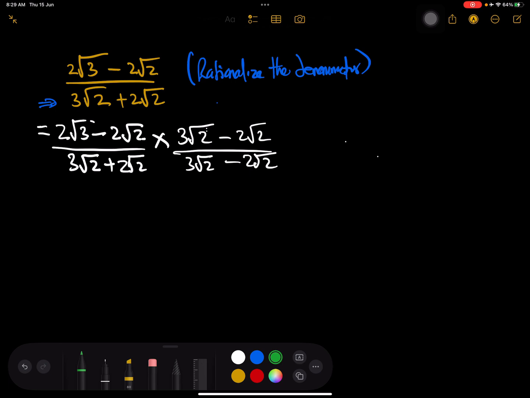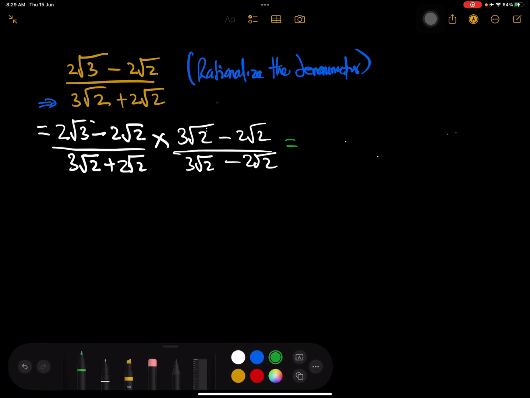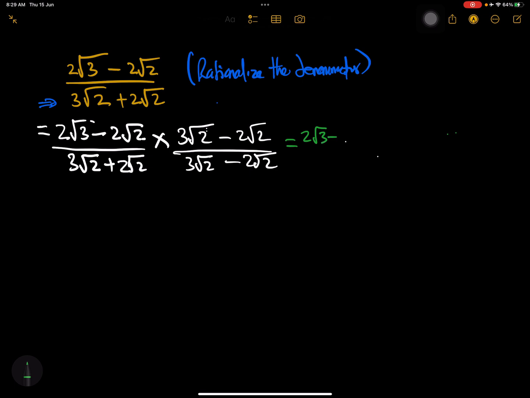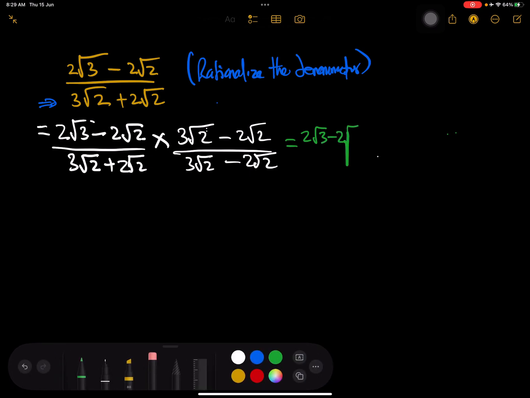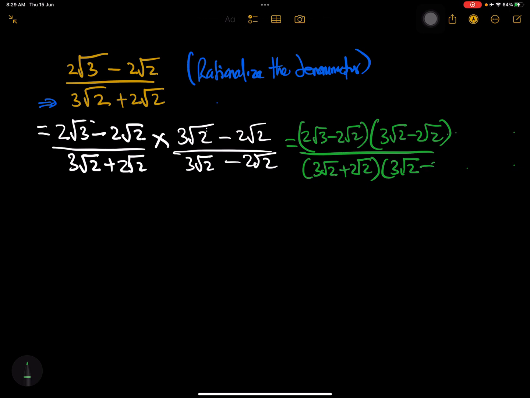Now we're going to start the multiplication. We said that we're going to have this 2 square root of 3 minus 2 square root of 2 multiplied by 3 square root of 2 minus 2 square root of 2, divided by 3 square root of 2 plus 2 square root of 2 multiplying 3 square root of 2 minus 2 square root of 2.